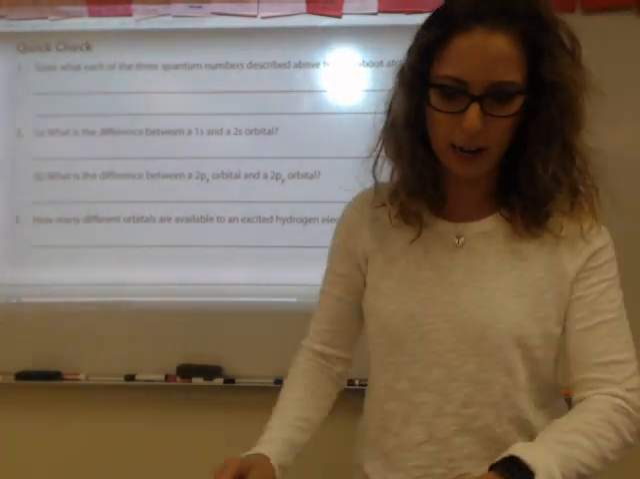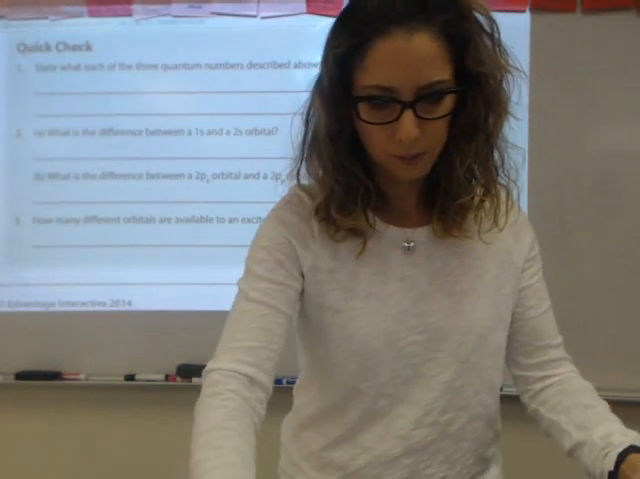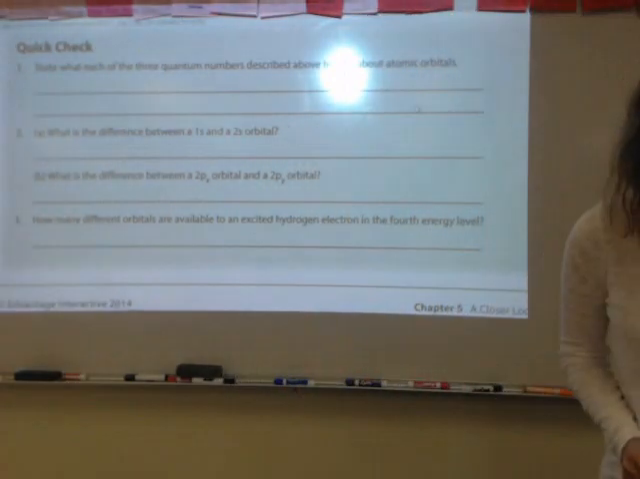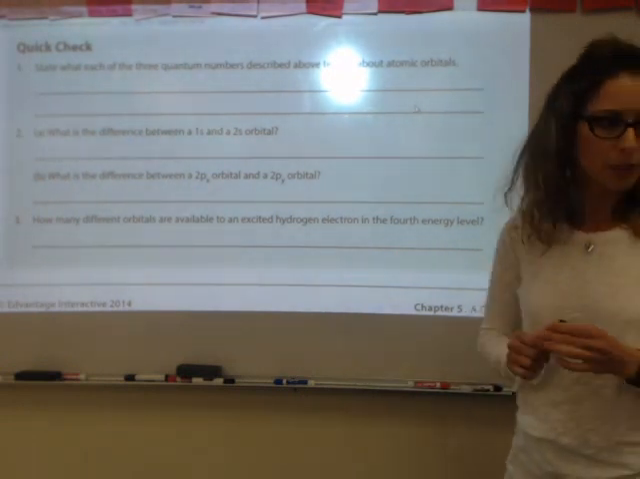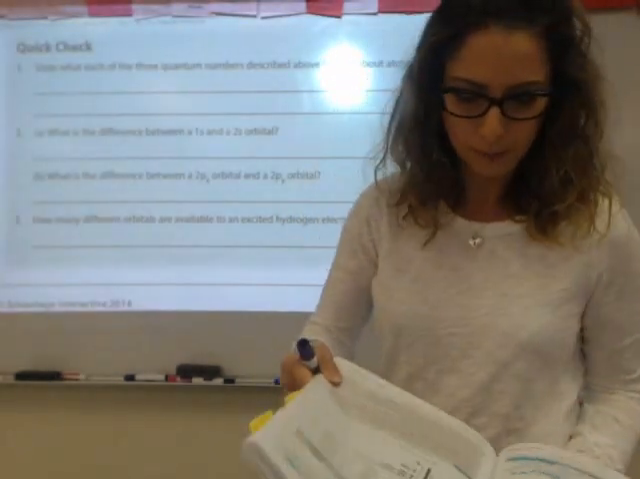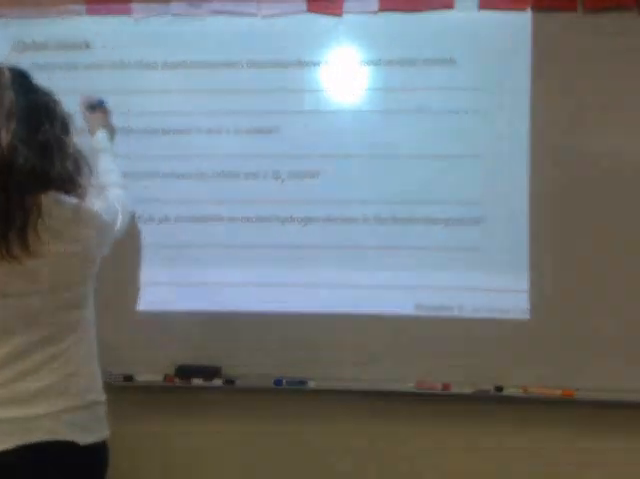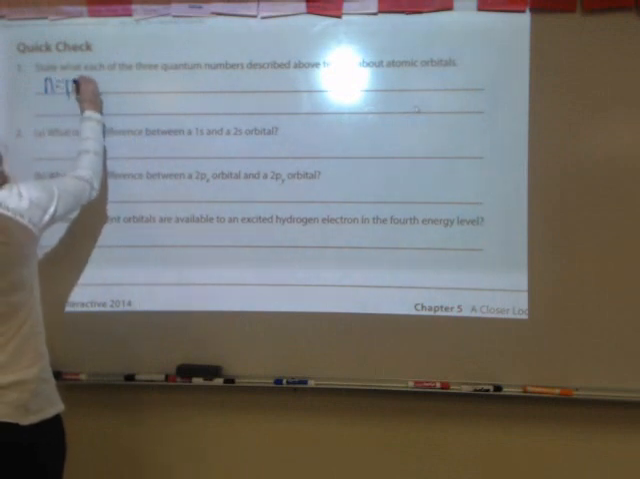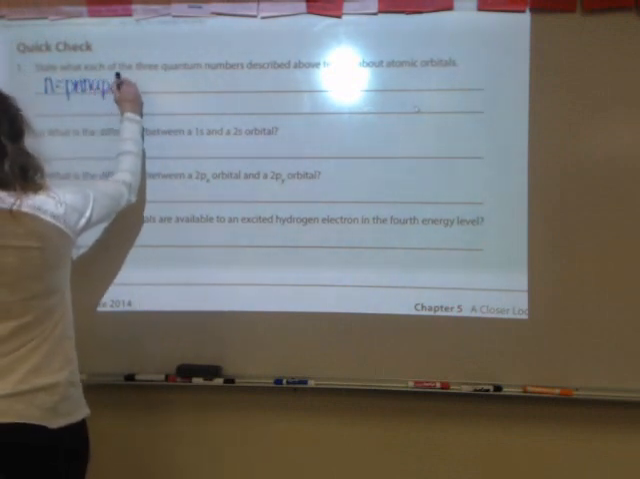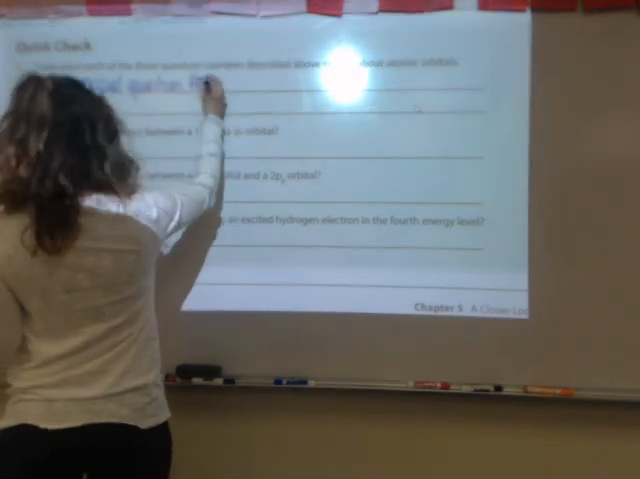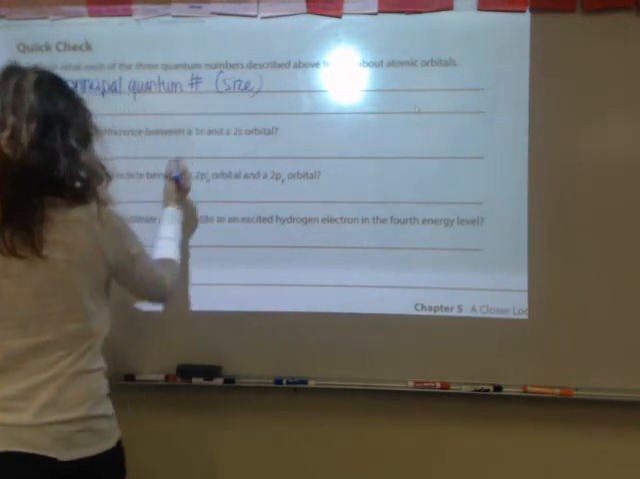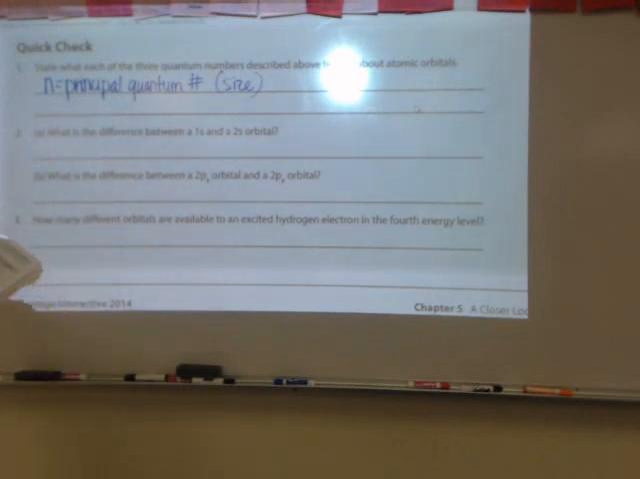Let's take a look here at the quick check. State what each of the 3 quantum numbers described above tells us about atomic orbitals. Well, n is the principal quantum number, and this is the size of an atomic orbital.